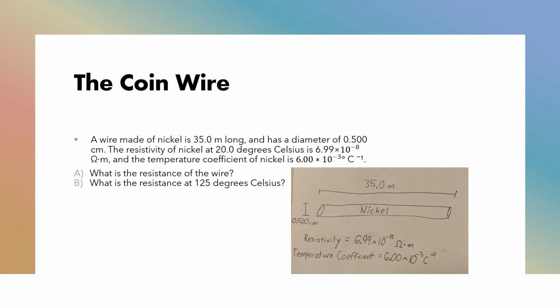In the problem, we are provided a wire which is 35 meters long and has a diameter of 0.5 centimeters. The wire is also made of nickel, which is provided that the resistivity of nickel at 20 degrees Celsius is 6.99 times 10^-8 ohms times meter, and the temperature coefficient of nickel is 6 times 10^-3 degrees Celsius^-1. With the information given, we are asked to find the base resistance of the wire, which is when the wire is at 20 degrees Celsius, and the resistance of the wire at 125 degrees Celsius.